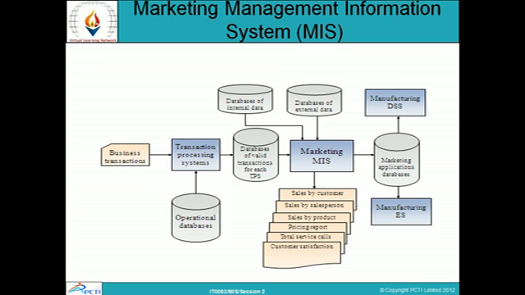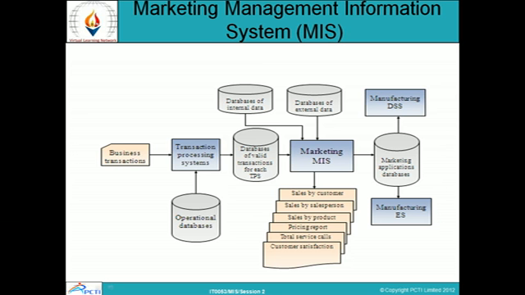Marketing management system, which involves the input of business transactions, transaction processing systems, database of external data, database of internal data, operational database. They all act as an input for the marketing management information system. And this marketing management information system ultimately gives rise to data which is organized with respect to sales by customer, sales by salesperson, sales by product, pricing report, total service calls, customer satisfaction.